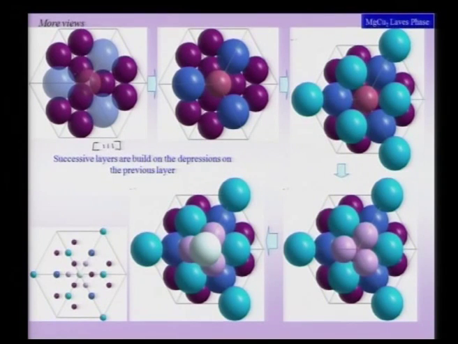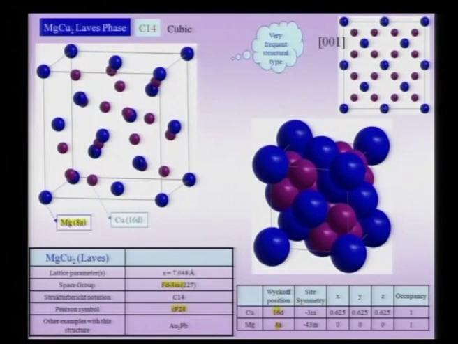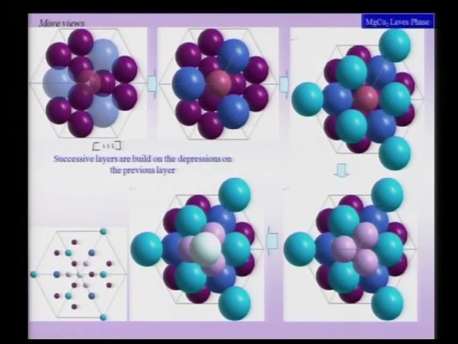So now I have this layer, and within these interstitials, as before, I put my magnesium atoms. So these are my magnesium atoms, and I put them in the voids, or the depressions, formed by this layer of copper atoms. Then additionally I put another copper atom here, in the void formed by these magnesium atoms and the void of the previous copper atoms. So, I get a second layer which is like this.